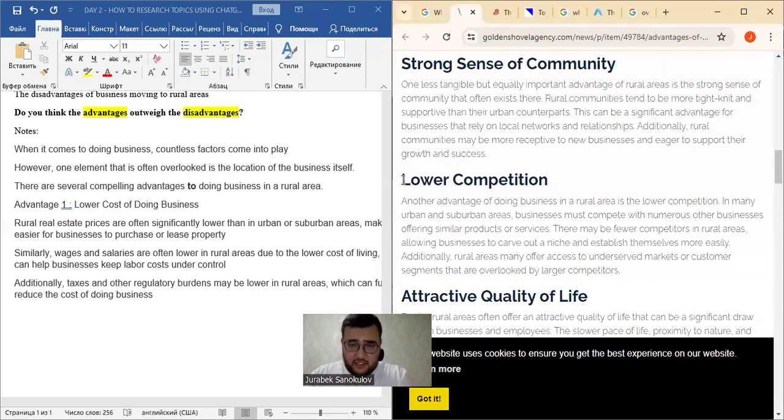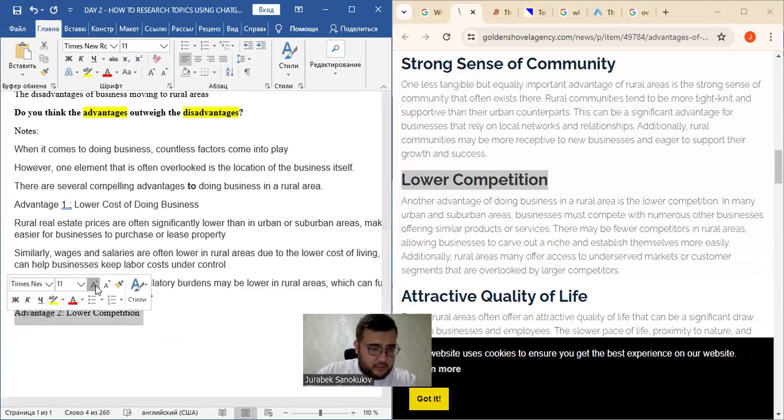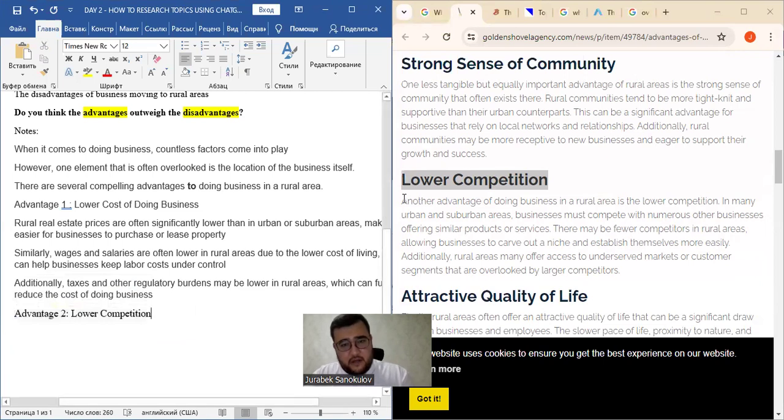What, lower competition? Yeah, that looks like a very good advantage to me. So lower competition. Advantage two. That's lower competition. Now let's read it. Another advantage of doing business in a rural area is the lower competition.